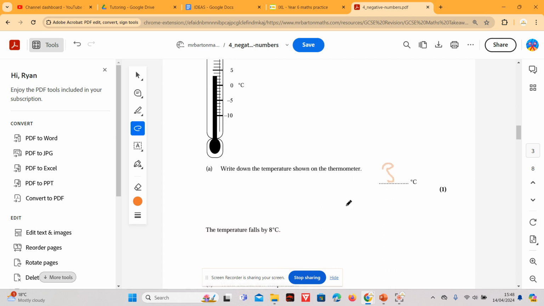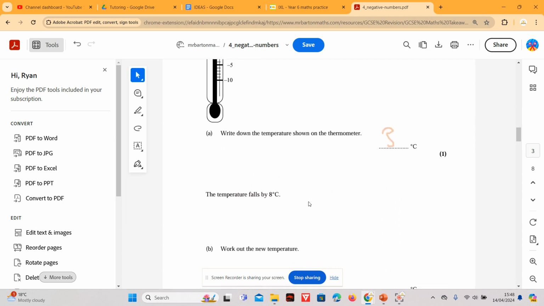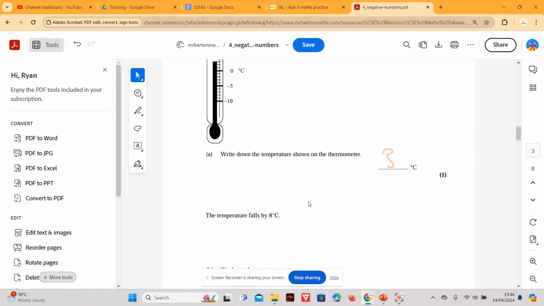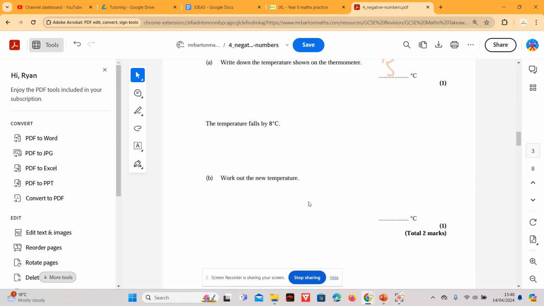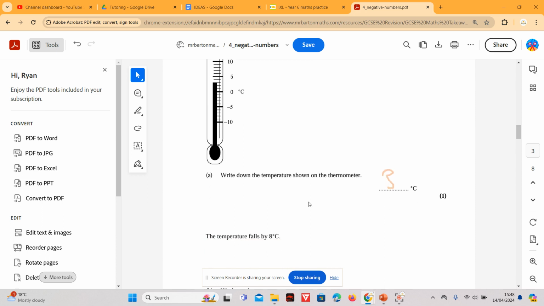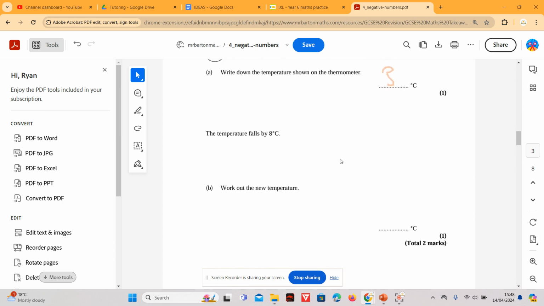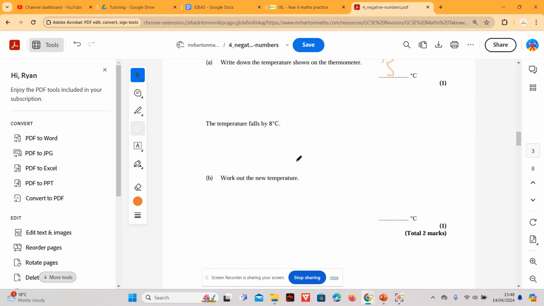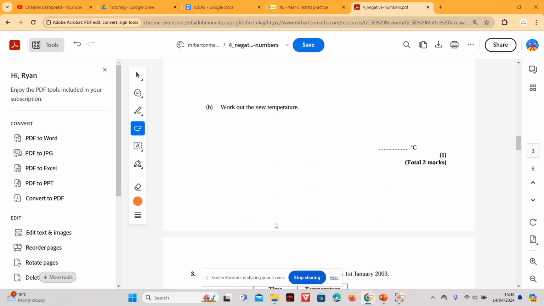So we know that the temperature is 3 degrees, and now it says the temperature falls by 8. Work out the new temperature. What we could do actually for this one is we could do another number line scenario. So I'm going to actually draw another one here. I'm going to put that underneath here. So I'm going to start the number line at 3 degrees. So I'm going to put 3 about here, and it's fallen by 8.